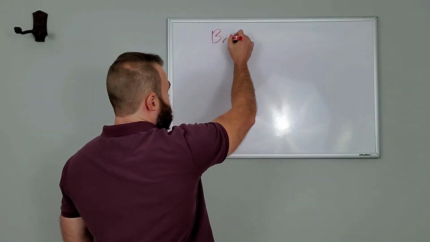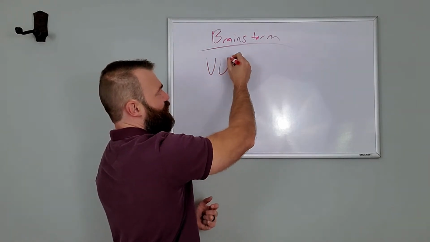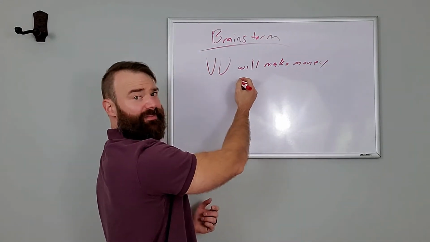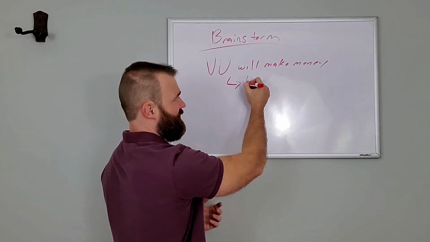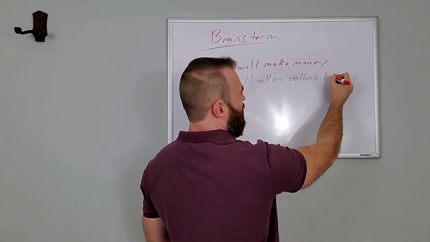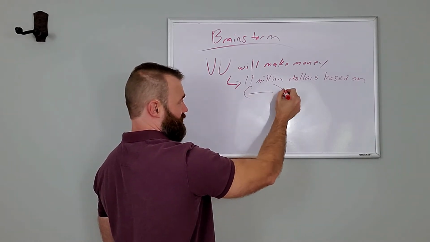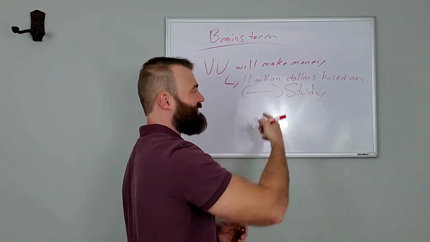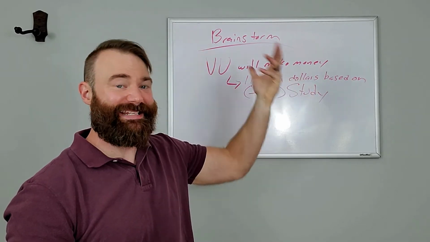Okay, so maybe if we're brainstorming, we might write a list. Maybe the author says, okay, VU will make money, okay? And maybe the author provides, I'm just going to do a little arrow down here, some statistics. Maybe the author says, we're going to make $11 million, based on, maybe there's a statistic, and maybe there's a citation. Maybe the person cites a study, okay? So this study is cited. Great. So that is a claim that the author makes, and this is some evidence that the author uses to back that claim up. This is something I can write about later.